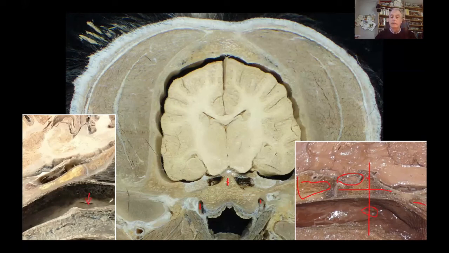Auditory tube. Okay, this is the auditory tube, right? This is a communication between the middle ear and the pharynx. Okay, let's progress.